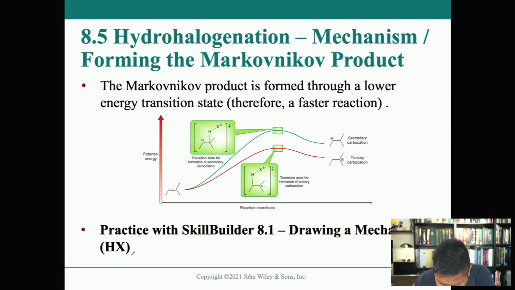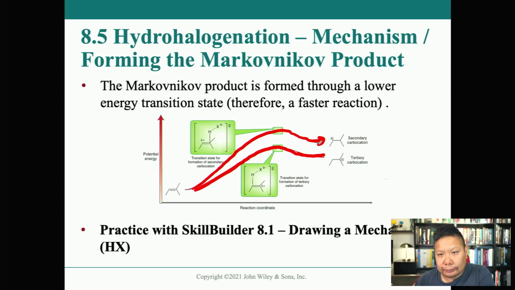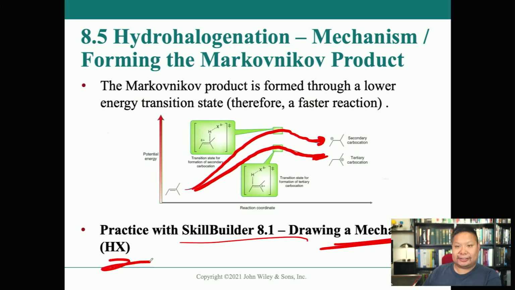The red line here is a tertiary carbocation, and its energy. And here is a secondary carbocation, which would be formed if you had the anti-Markovnikov product. And you can see that the potential energy for a tertiary carbocation for a Markovnikov product is much lower. Therefore, it's a faster reaction. Again, Skill Builder 8.1, drawing mechanisms, HX.